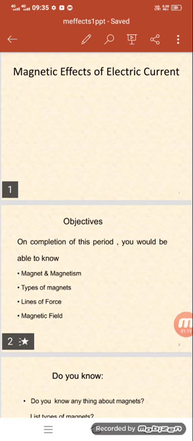Okay. In this session, we have some objectives. We have to know about the magnet, what is the meaning of magnet, and what is the meaning of magnetism. After that, what are the types of magnets we have, what are the properties of lines of force, what are the properties of magnetic lines, and finally the topic of magnetic field, what is a magnetic field in a conductor.